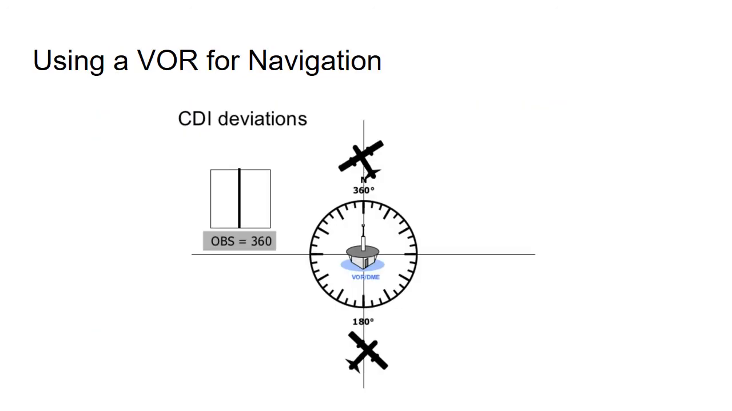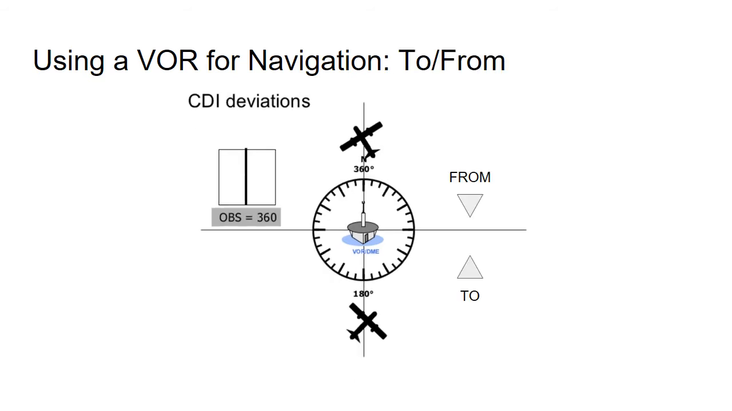Your CDI will center anytime your aircraft is sitting on the selected radial. The aircraft heading, where your nose is pointed, has no effect whatsoever on the needle, only your position relative to the radial. The CDI will also have to from indicators. If you're flying the course set at the top using the OBS, they indicate whether you've passed the station or not.